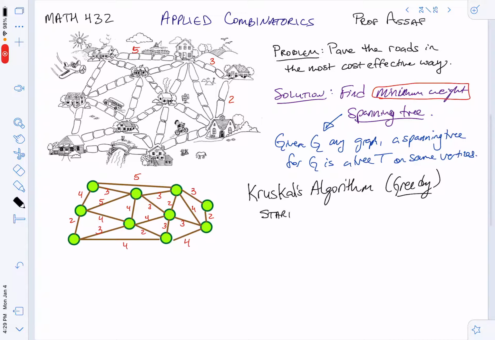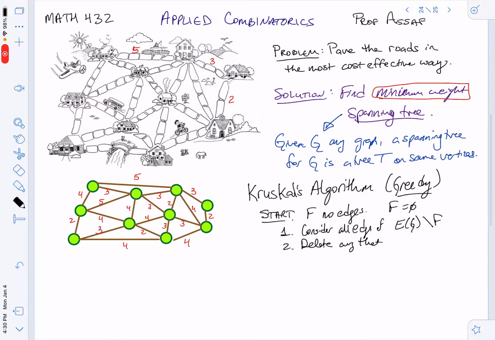So how are we going to start? We're going to start with F. F is going to be the edges that we're considering. So this is going to have no edges. We're going to populate edges into the set F, and we're going to do it according to the following rules. Once we have F initiated, so F initially is the empty set, what are we going to do? We're going to consider all edges of the graph that are not yet in F. We're going to delete any that create a cycle.